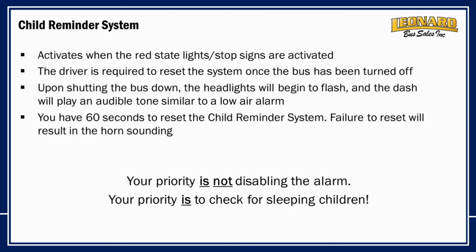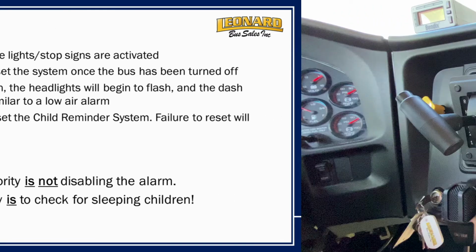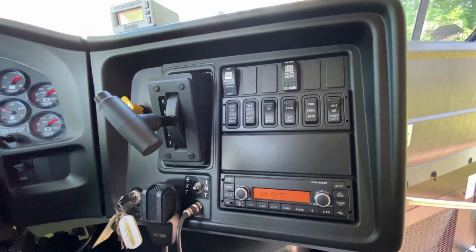A key safety feature on your new bus is the child reminder system. Anytime the red state lights are activated, the system becomes active. The driver is required to check the bus and reset the system at the end of each route or after dropping off. Upon shutting down the bus, the driver will have 60 seconds to disarm the system.